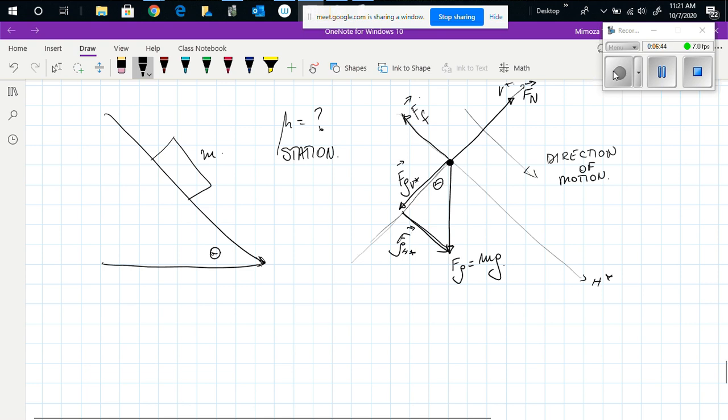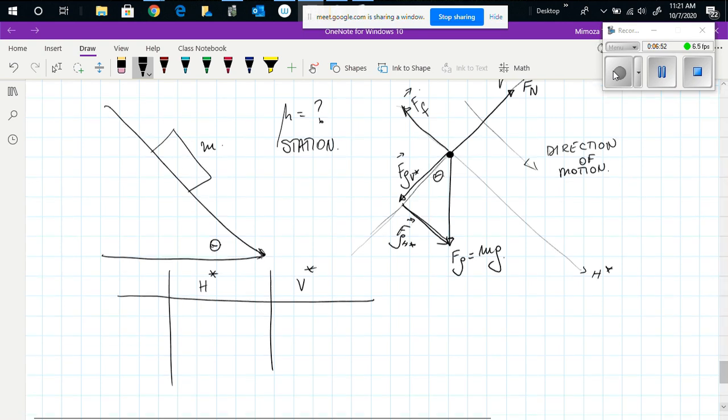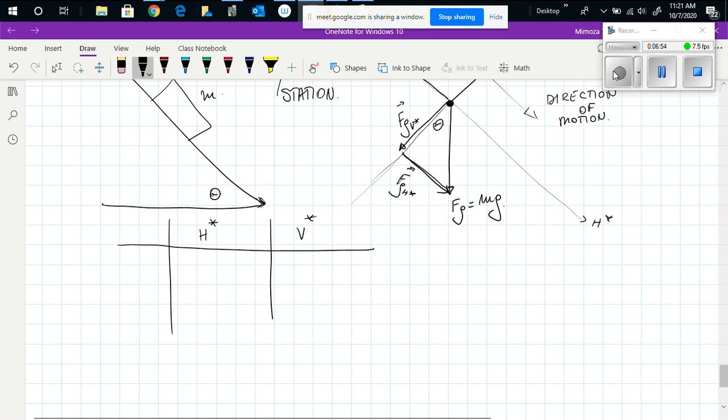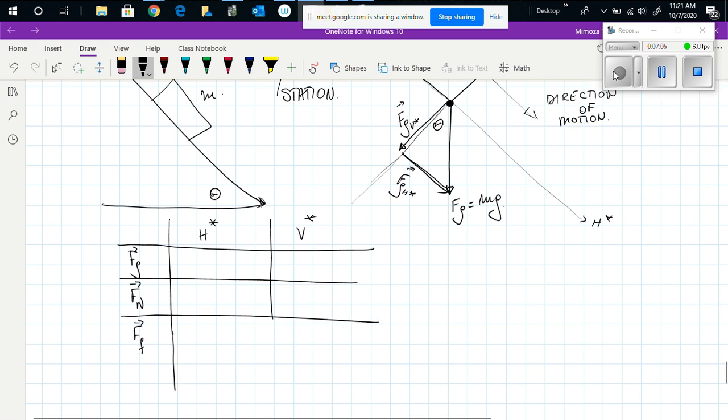Okay, now we build the table: horizontal, vertical. So then we have force of gravity, force normal, force of friction, and force net.